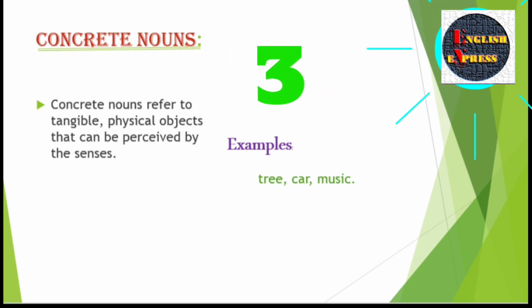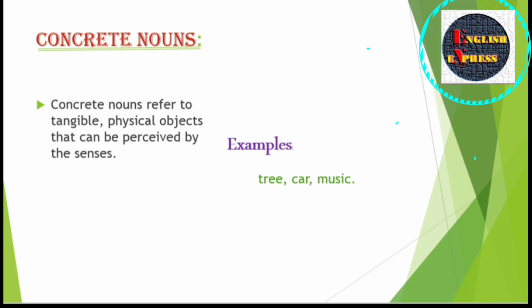Third one is concrete nouns. Concrete nouns refer to tangible physical objects that can be perceived by the senses. For example, tree, car, music. Yes, we can sense the music.